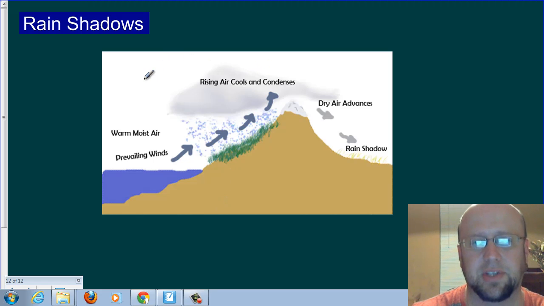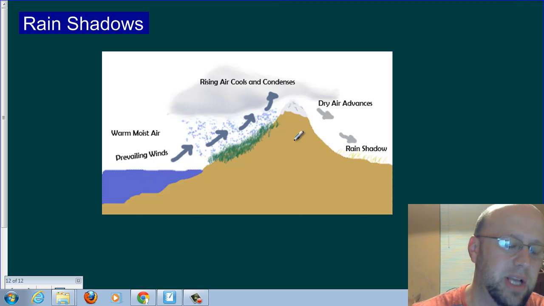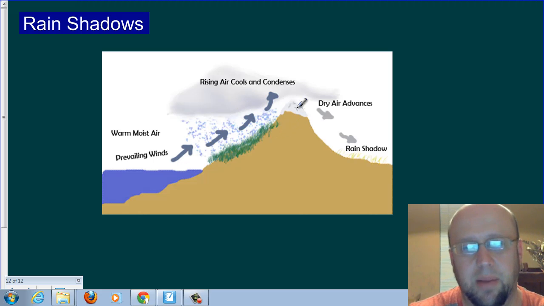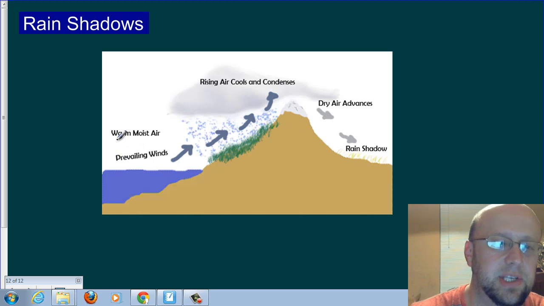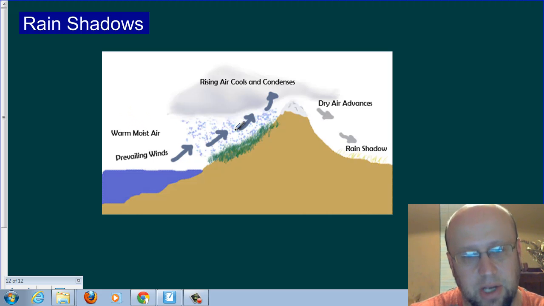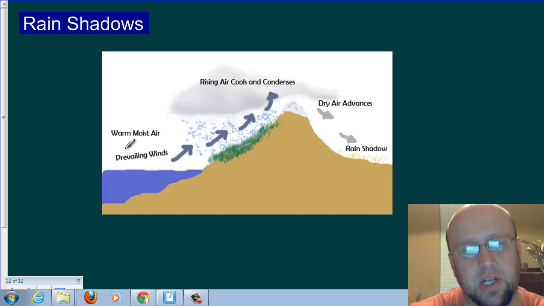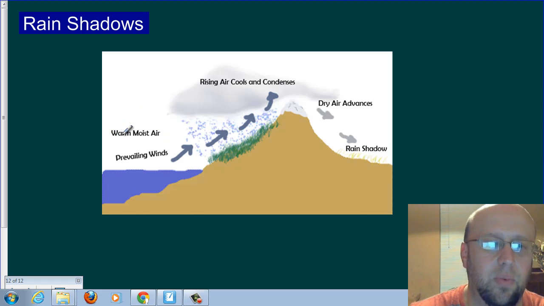Rain shadow sounds like a really weird term, but essentially what's happening here is, take the west coast of the United States, particularly up in that area of Washington and Oregon. So we've got a mountain range here. The prevailing winds say that the wind is going to blow in from the west, okay, westerlies. And so the wind's going to blow in from the west off the Pacific Ocean. As the wind comes in, it's warm, moist air. It's over the ocean, okay?